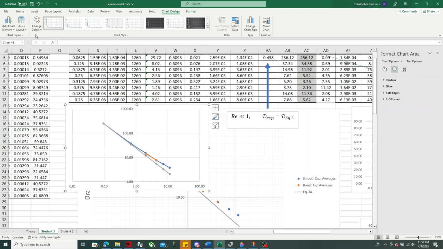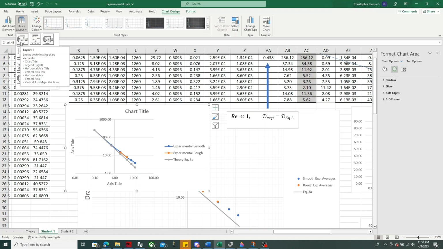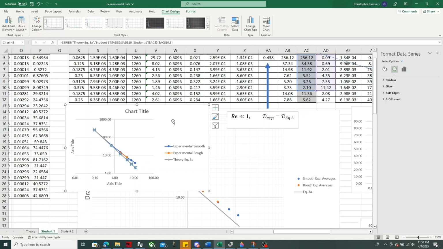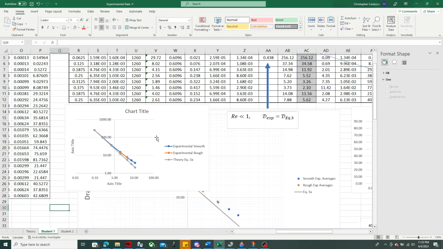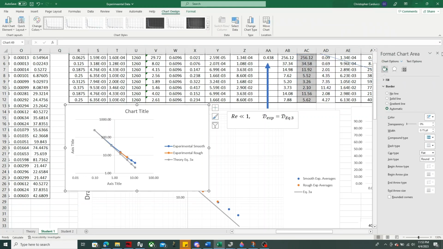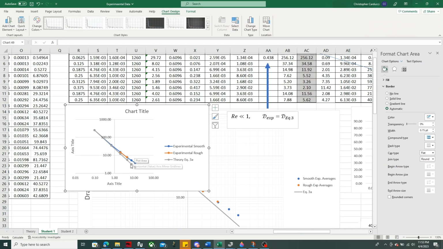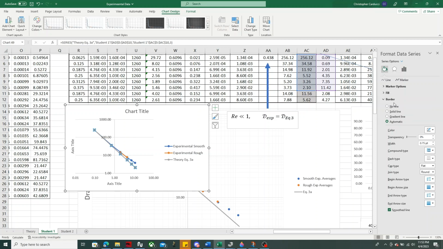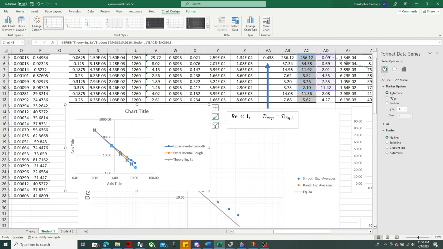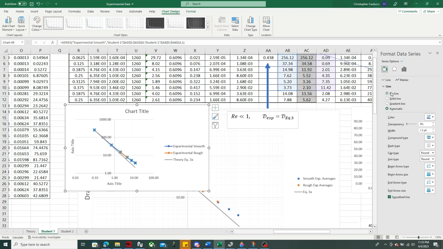Now, what we could do, quick layout, real nice, and then I already showed you how to do this, but in case you guys forgot, just double-click here to pull up this format chart, so in case that didn't show up, just double-click somewhere in the chart. This will be my theoretical line, so I don't want any markers. Here we go. And then for my experimental, I don't want any lines.